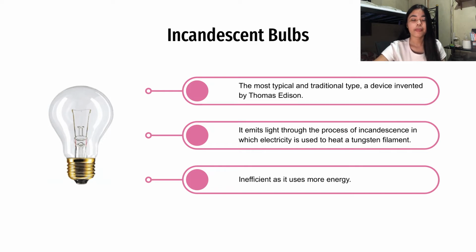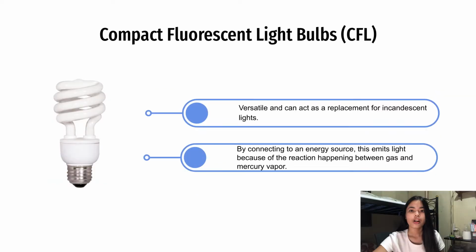Incandescent produces light by heating a tungsten filament inside the bulb when connected to electricity. However, this type is regarded as inefficient as it releases a lot of heat through the process and wastes more energy. On the other hand, compact fluorescent light bulbs or CFL are more efficient and can replace those incandescent lights as this produces less heat.